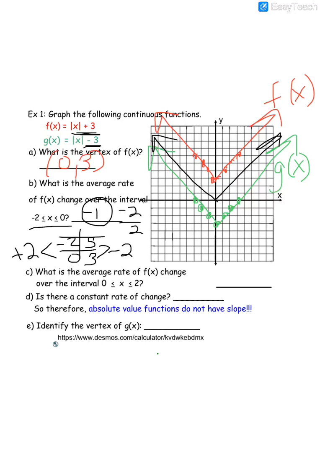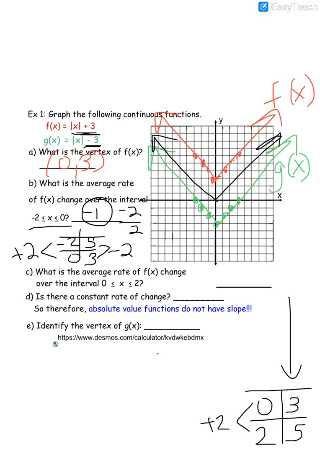What is the average rate of change of f of x over the interval from 0 to 2? So I'm going to create a table. I'm going to do that down here though. So I'm going to have 0 and 2. At 0, I have 3, and at 2, I got 5. So this one's going up by 2, and this one's going up by 2. I'm going to get 2 over 2, which is equal to 1.